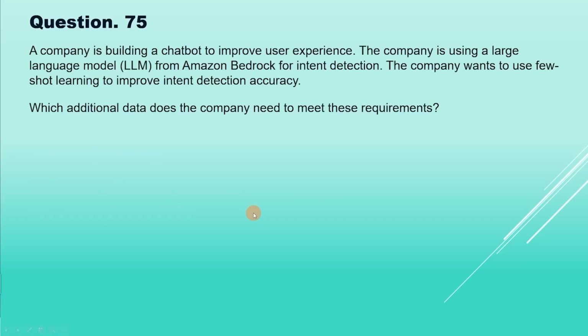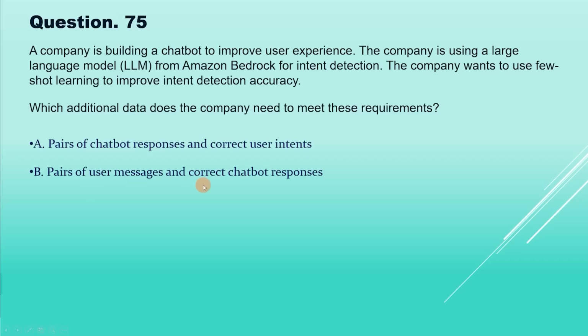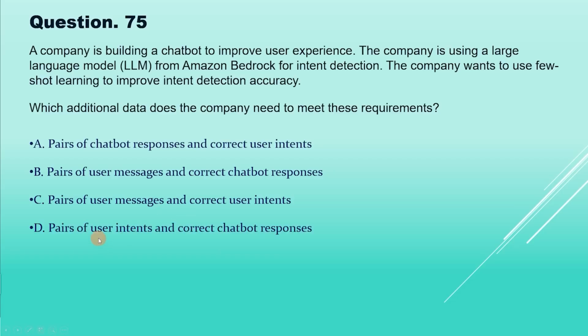Now question number 75. A company is building a chatbot to improve user experience. The company is using a large language model from Amazon Bedrock. The company wants to use few-shot learning to improve intent detection accuracy. Which additional data does the company need to meet these requirements? Here are the options: pairs of chatbot responses and correct user intents, pairs of user messages and correct chatbot responses, option C pairs of user messages and correct user intent, option D pairs of user intent and correct chatbot responses.